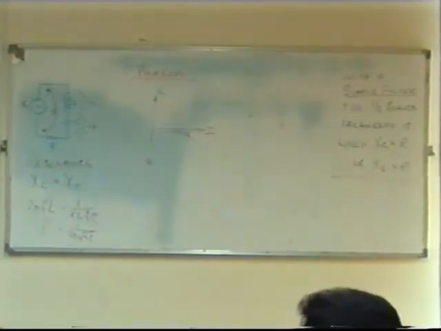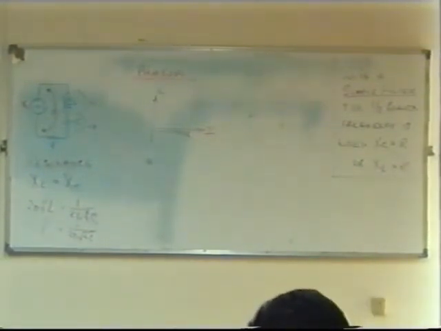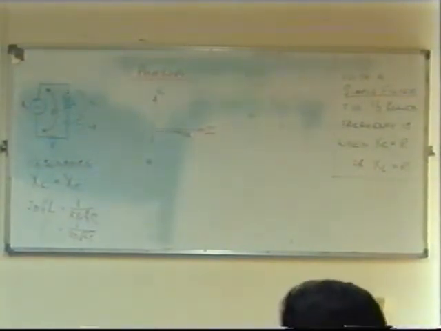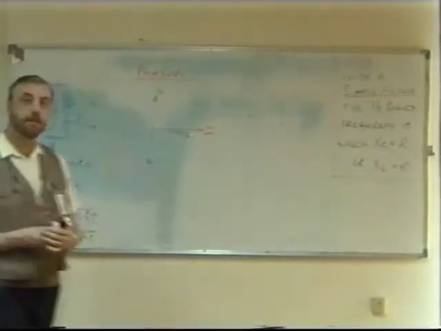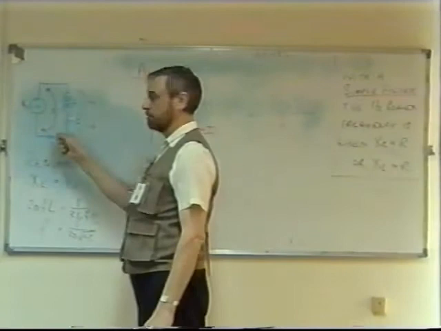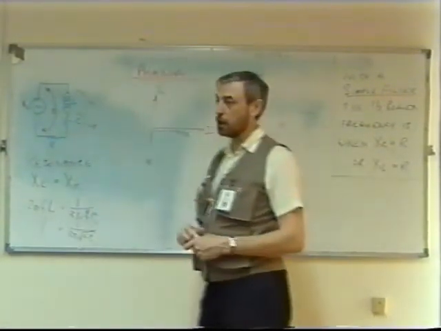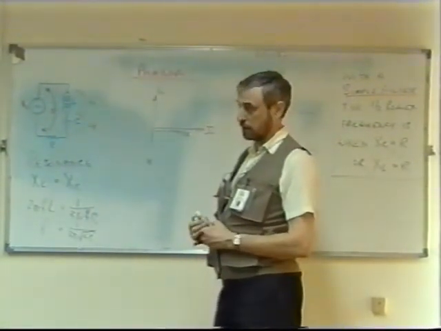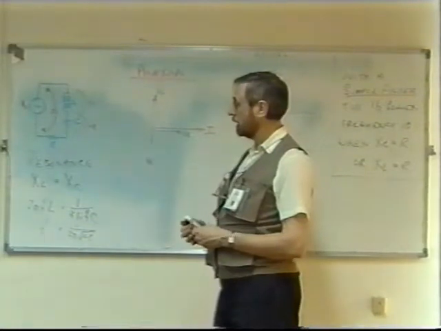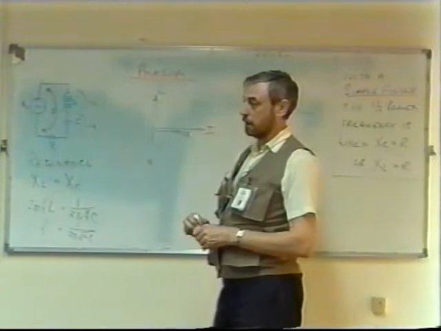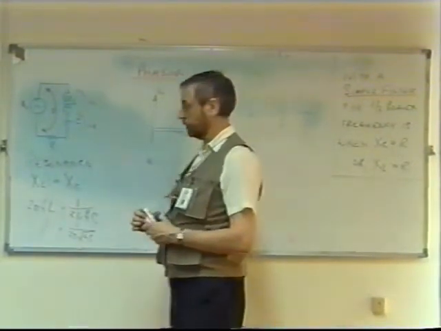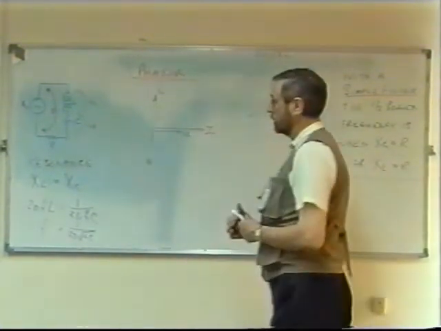Be very careful here. The frequency at every place in this circuit is the same. I'm saying we calculate this frequency at which XC equals XL.